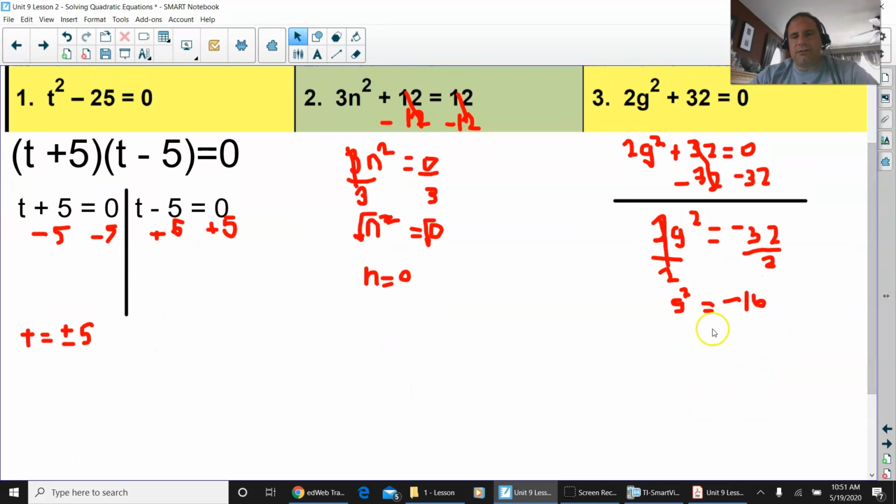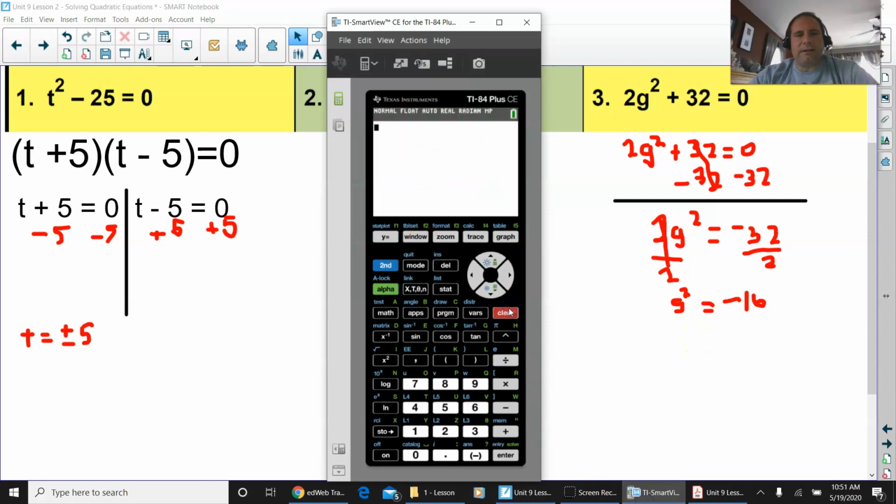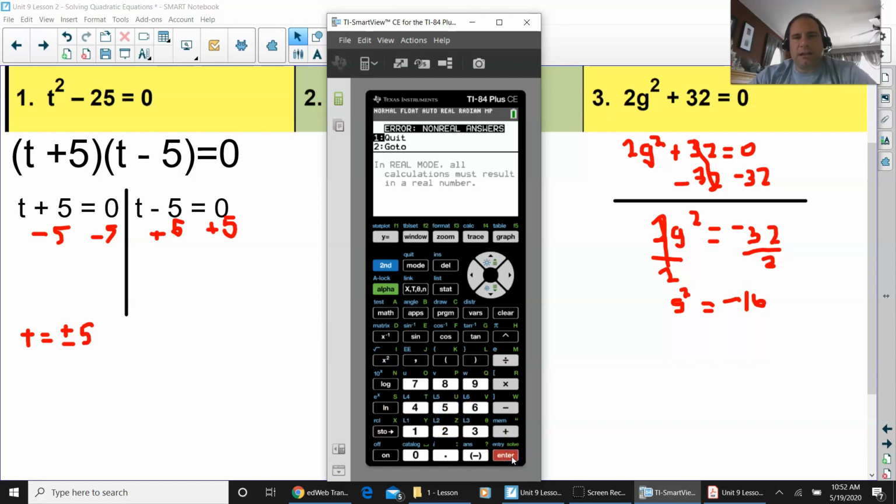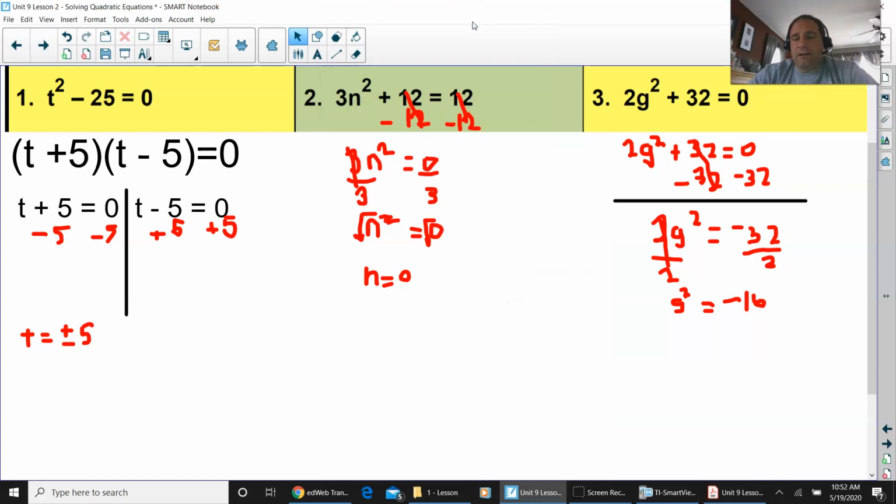You cannot take the square root of a negative 16. If you try to take the square root of a negative 16, I'm going to clear this right now. You have second function square root and then negative 16, right? The calculator is going to say error, non-real answers. And so that means there's no number that multiplied by itself could equal a negative number. So 4 times 4 is 16, negative 4 times negative 4 is positive 16. There is no square root of a negative number.